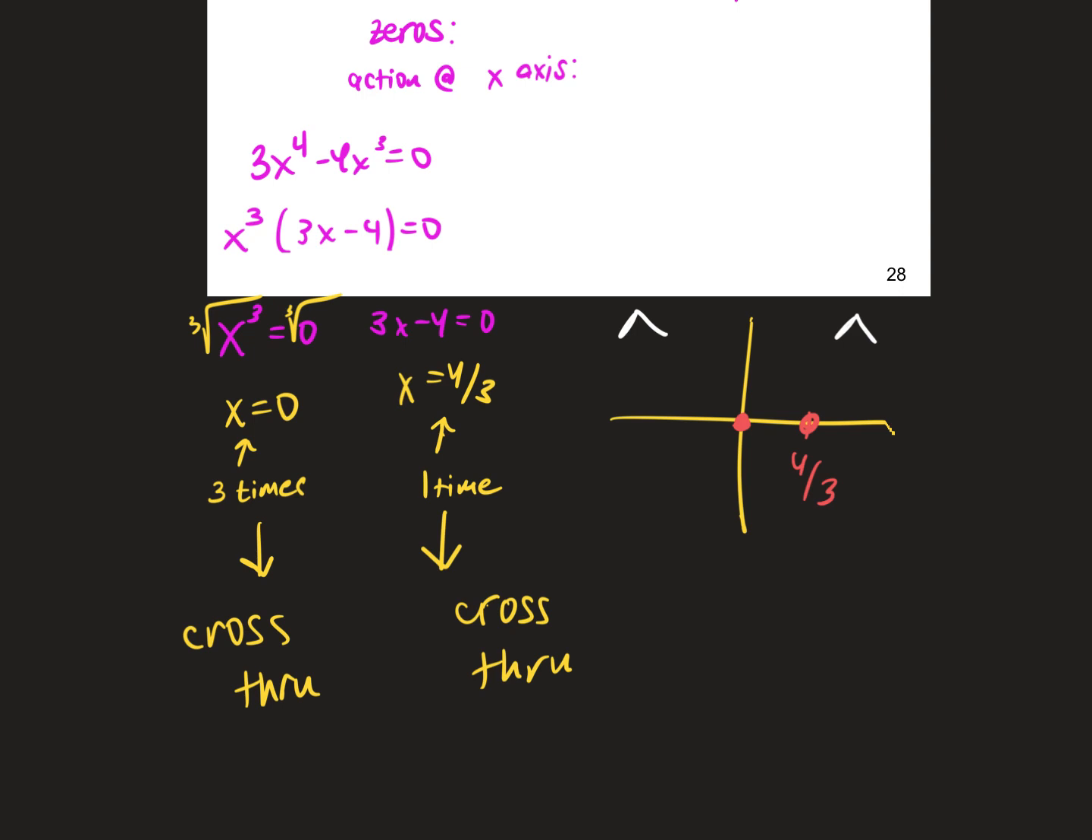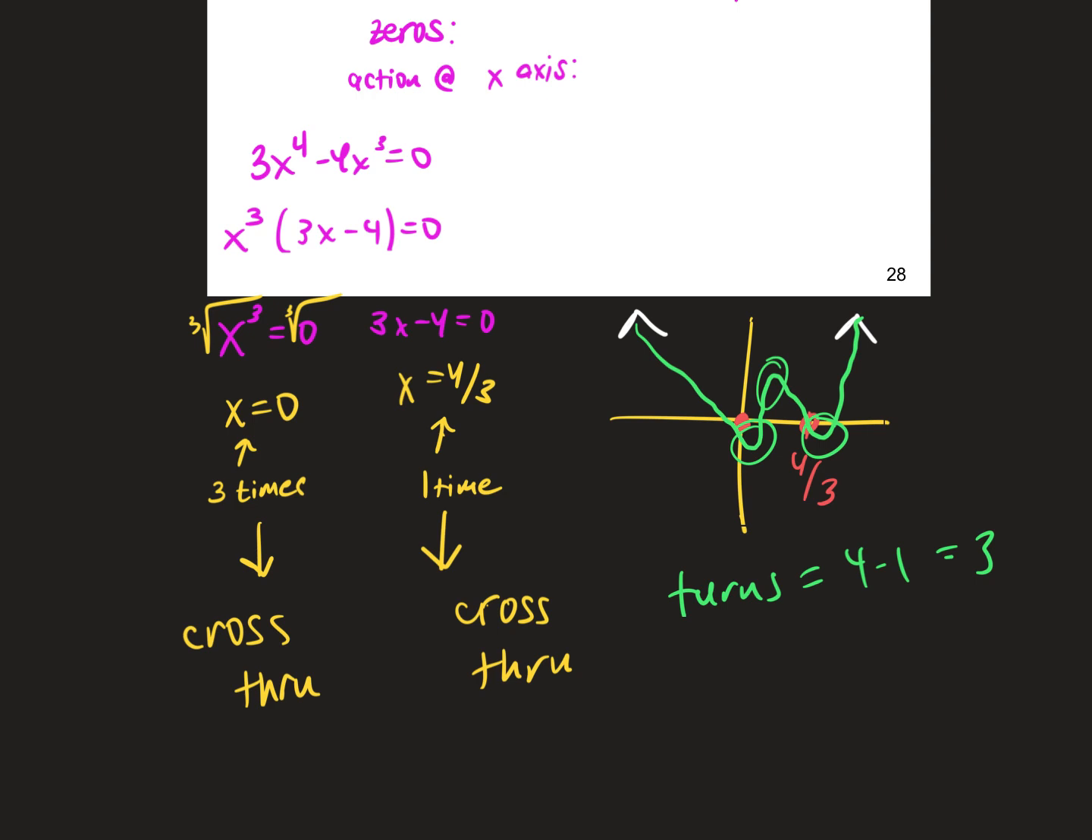Actually, no. Let me do it this way. It's going to come through here, come back up, come back down, and then back up. Because how many turns should this thing have? 4 minus 1 equals 3. Do I have 3 bumps? 1, 2, 3.